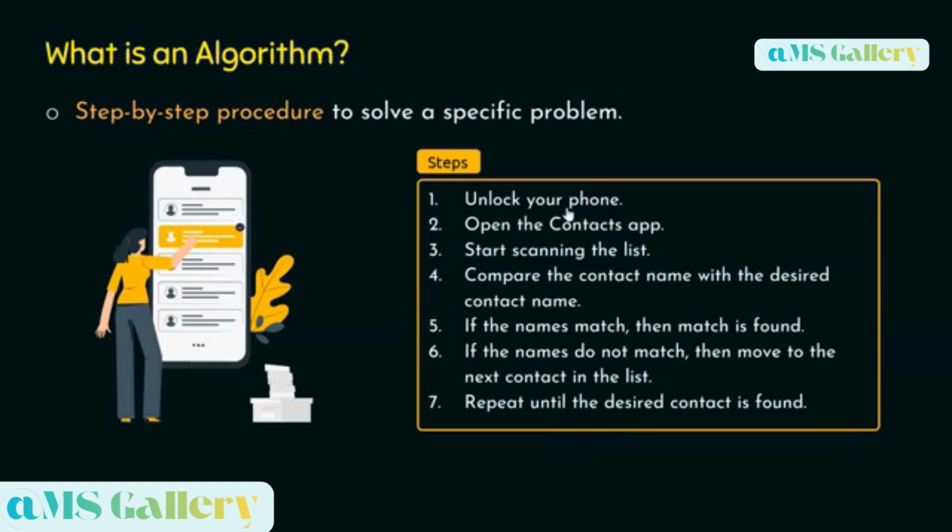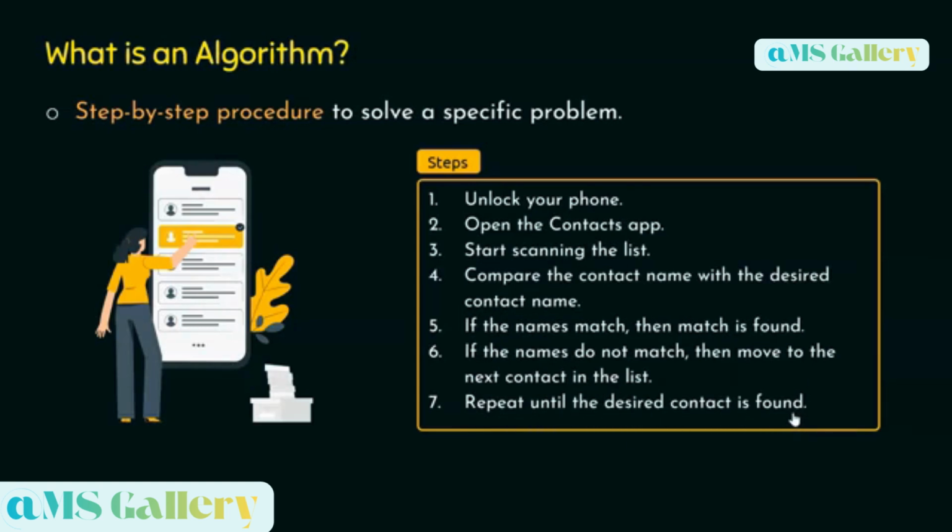We first need to unlock our phone, then we need to open the Contacts app, then we need to start scanning the list. We then need to compare the contact name with the desired contact name. If the names match, then match is found. If the names do not match, then we will move to the next contact in the list. And we need to repeat until the desired contact is found.